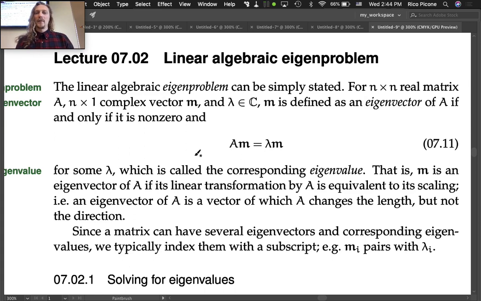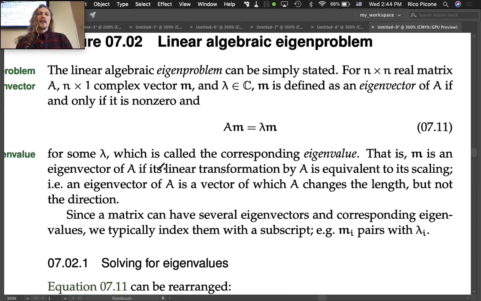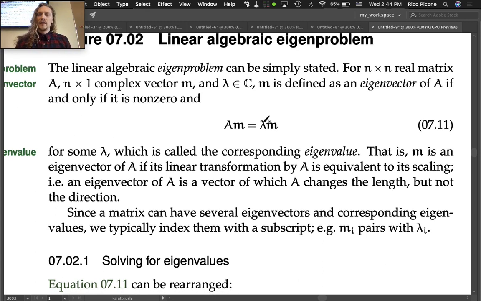An n by 1 complex vector m, and lambda being some complex number. m is defined as an eigenvector of A if and only if it is non-zero, and this equality holds true for some lambda, which is called the corresponding eigenvalue. So let's take a little bit closer look at 7.11.